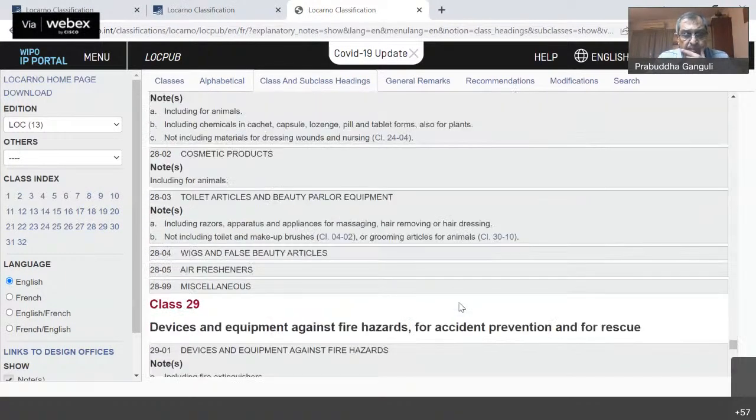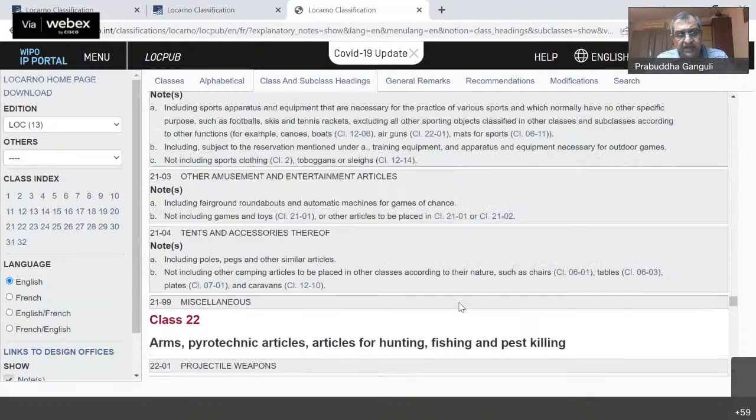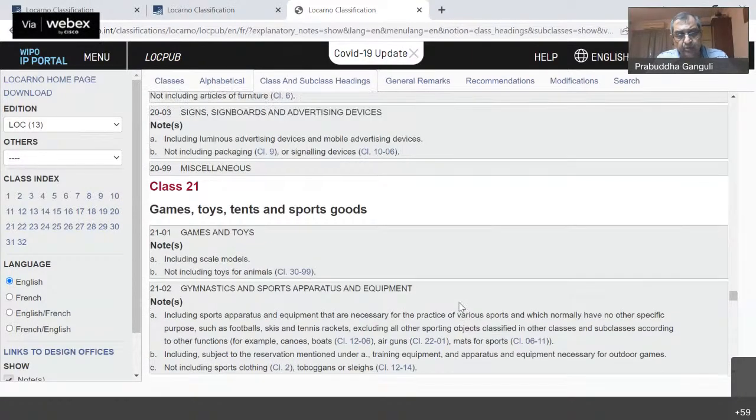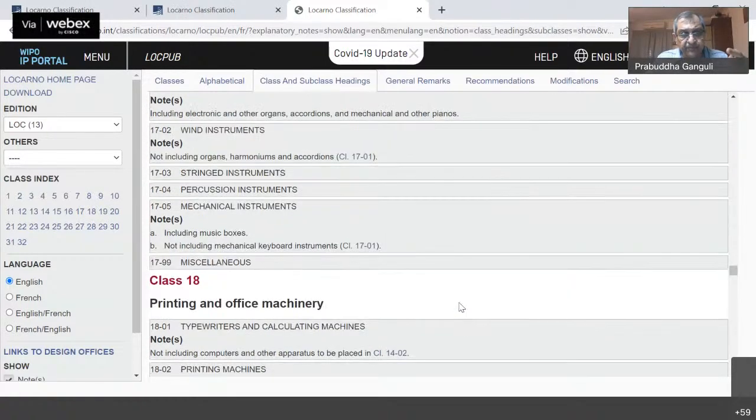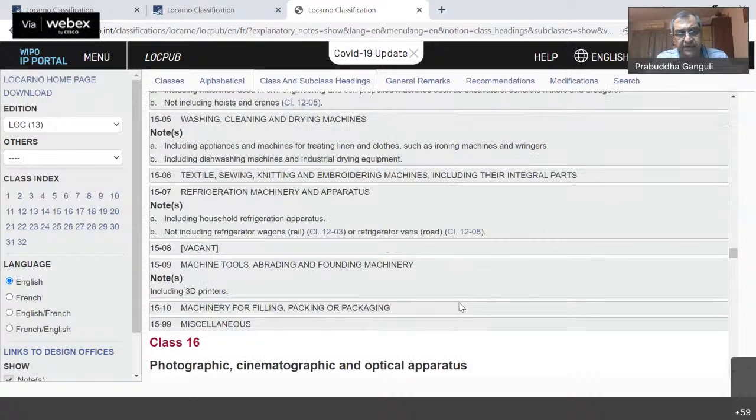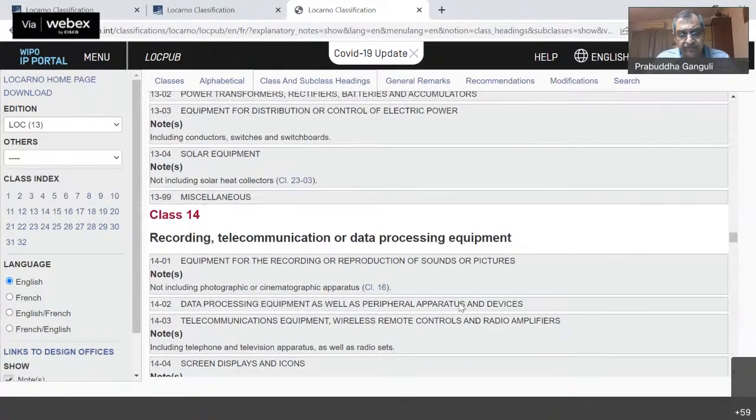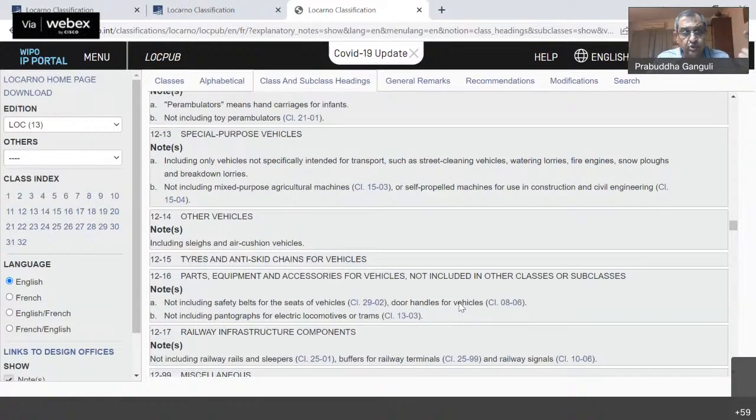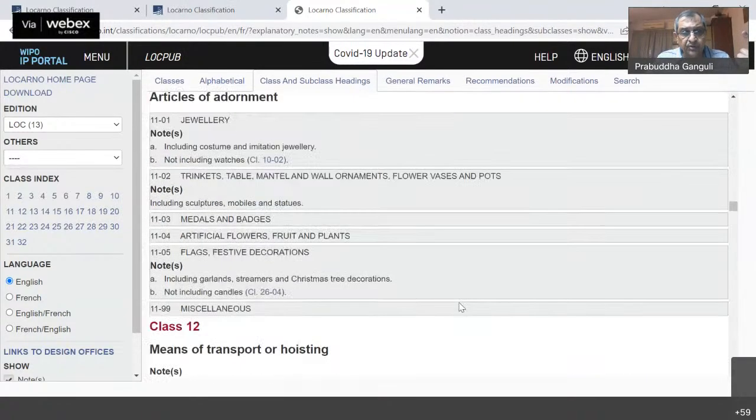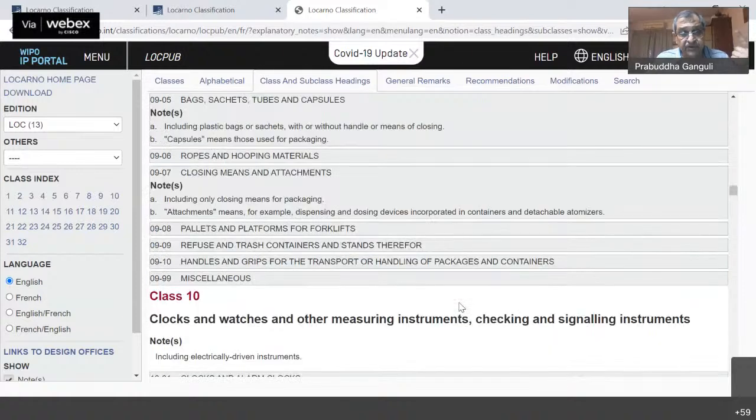So when you come to this, each one of these is under a classification. You have to find out which is the classification and the sub-classification from this list. Once you have found it, you pick up that number from here, and then you go to another database, what is known as the WIPO Global Database. I will go to that and show you how to search in it.